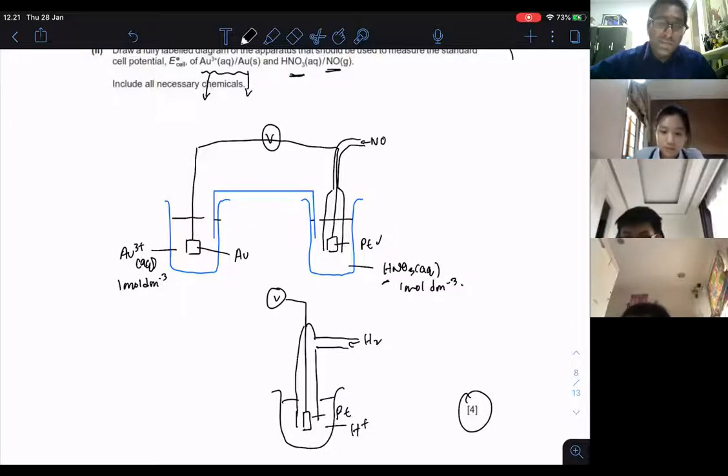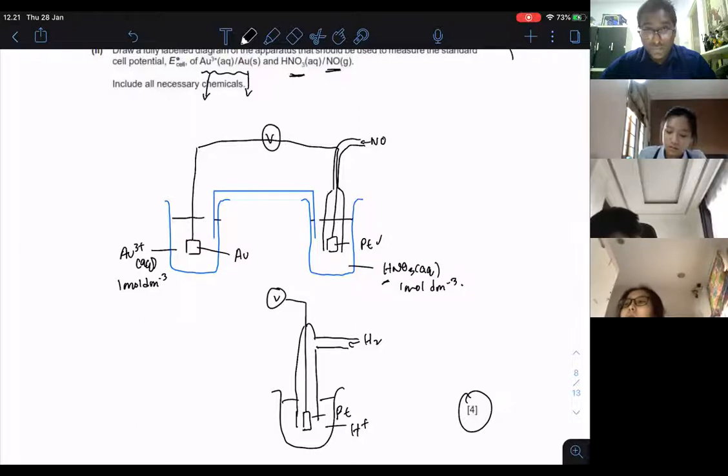So what is the reason why we use platinum? You cannot use some other things, okay? Because we want something that does not react with our HNO3 and does not react with the NO. But it must be able to conduct electricity. So that is going to be the requirement.